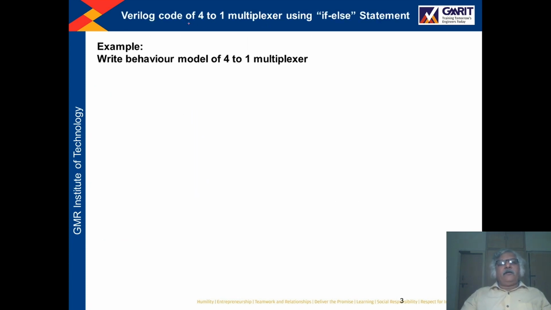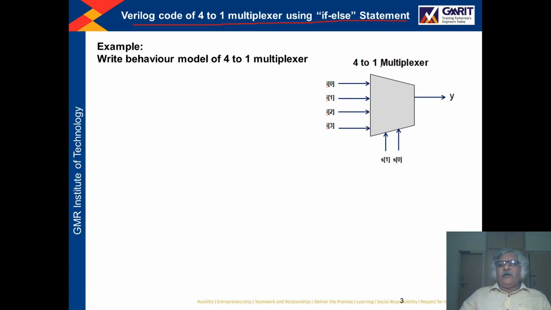So now we will see the Verilog code of a 4 to 1 multiplexer using the if-else statement. Again I repeat, if we are using the if-else statement, these statements we can find only inside an always block, right? And an always block is one form of procedural statement, and these always blocks are used in writing the behavior model of Verilog code.